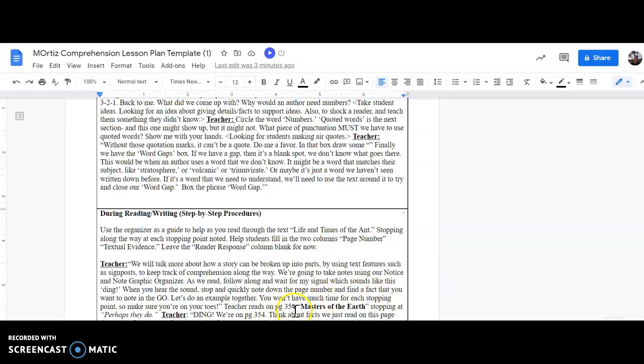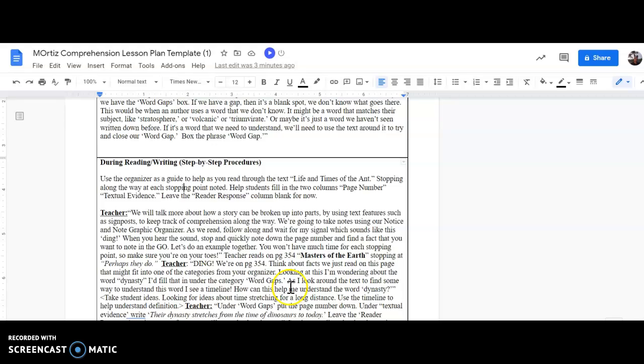Teacher reads, for example, page 354, Masters of the Earth, stopping at "perhaps they do." Teacher: ding, we're on page 354. Think about the facts we just read on this page that might fit into one of these categories from your organizer. Looking at this, I'm wondering about the word dynasty. I'd fill in under the category word gaps. We really didn't cover dynasty yet, so let's try to think about what it might mean.